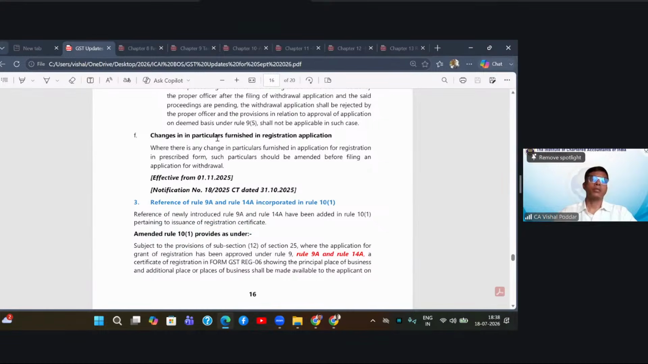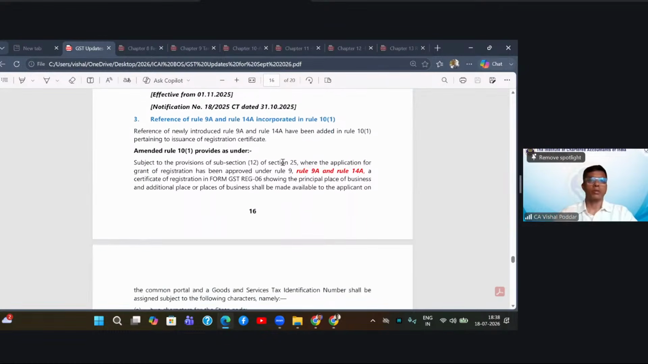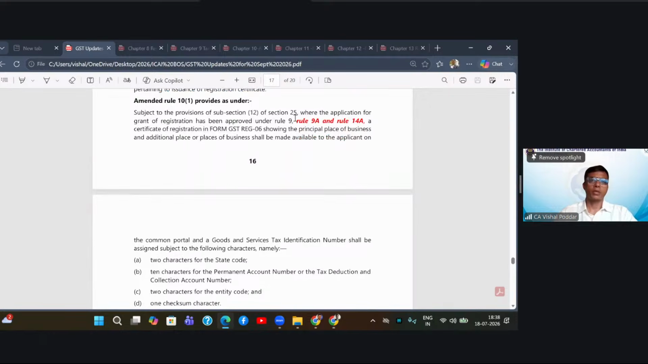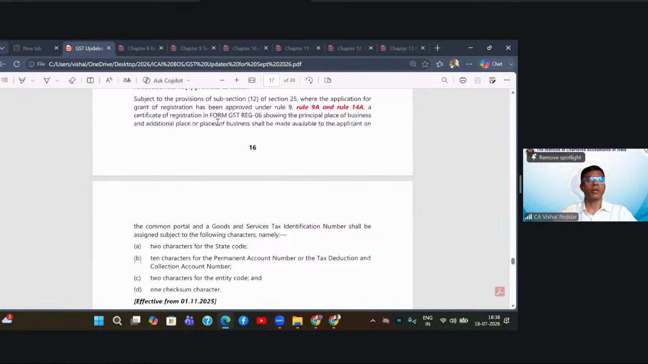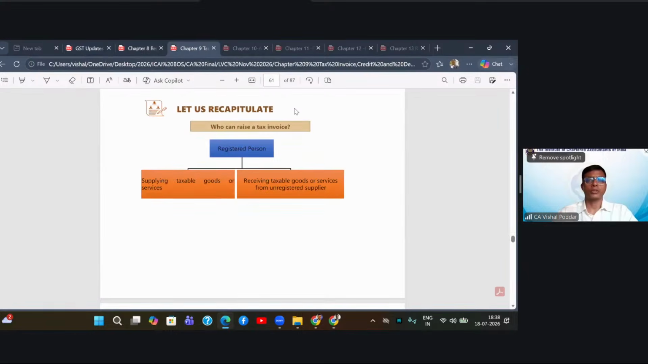Next, changes in particulars furnished in the registration application. Where there is any change in the particulars furnished in the application for registration in the prescribed form, such particulars should be amended before filing the application for withdrawal. Next, there are some amendments. There is a reference to the new rules 9A and 14A in the original rule 10.1. So this is a simple procedural amendment. The reference to these new rules has been incorporated in the main rule for registration provision. Fine, students. So this was all about registration.